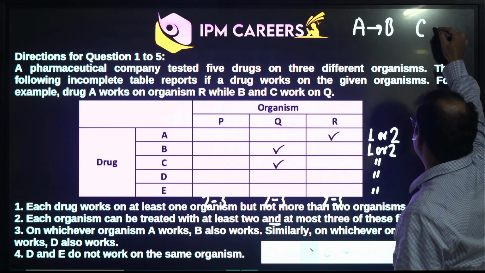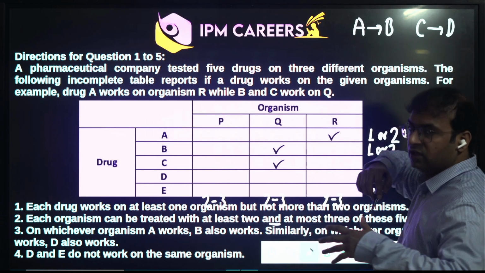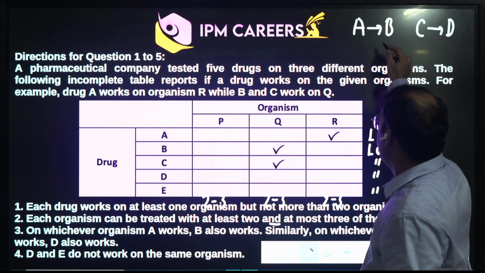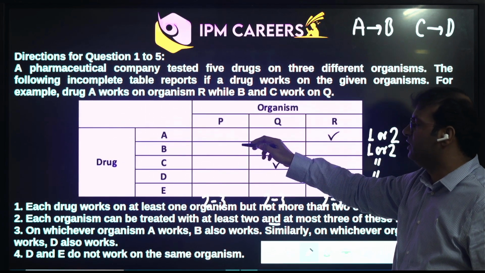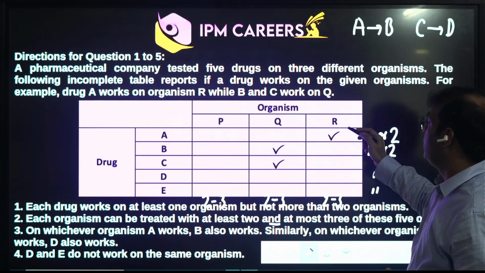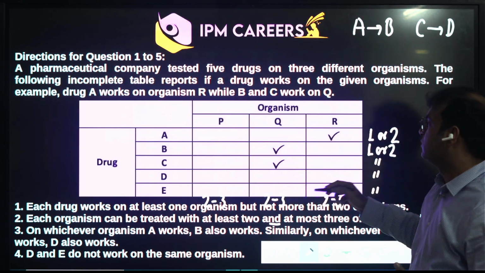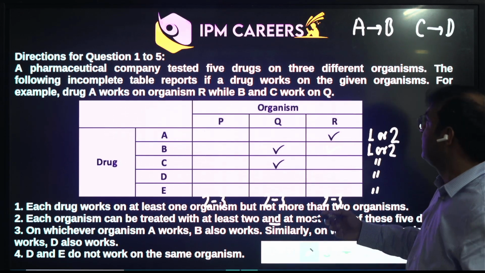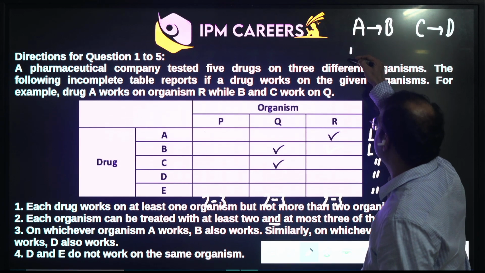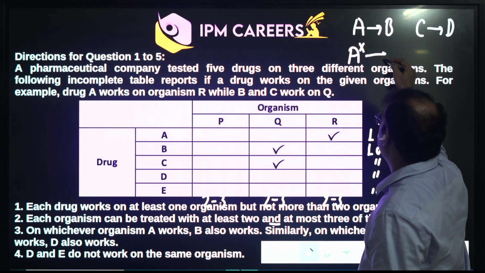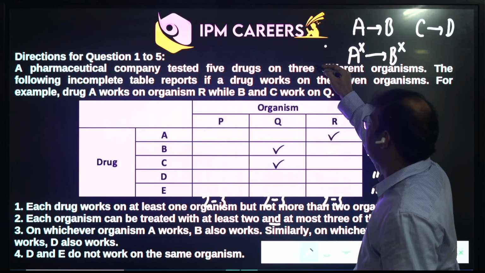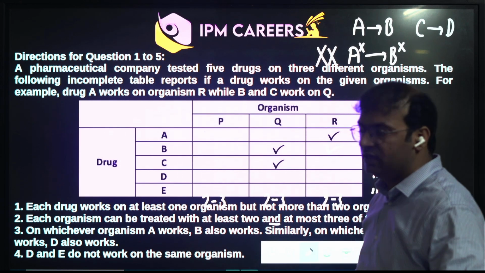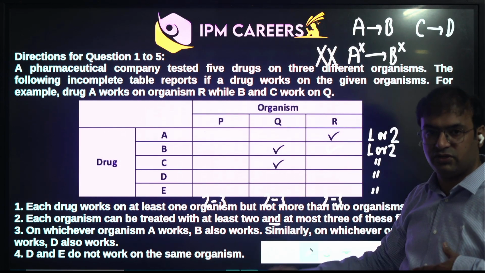A lot of people take this meaning in some wrong manner as well. They are saying on whichever organism A works, B also works. For example, organism R can be treated with drug A, so it means it can be treated with drug B as well. But a lot of people also understand that on which organism A does not work, B should not work as well. Guys, this is not necessary. This may happen or may not happen. This statement is not necessarily true.